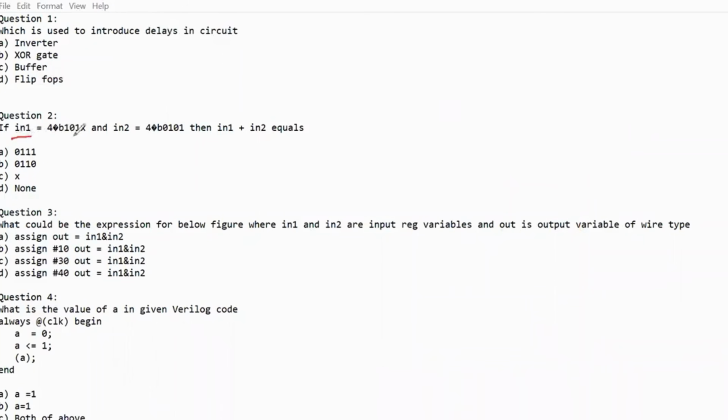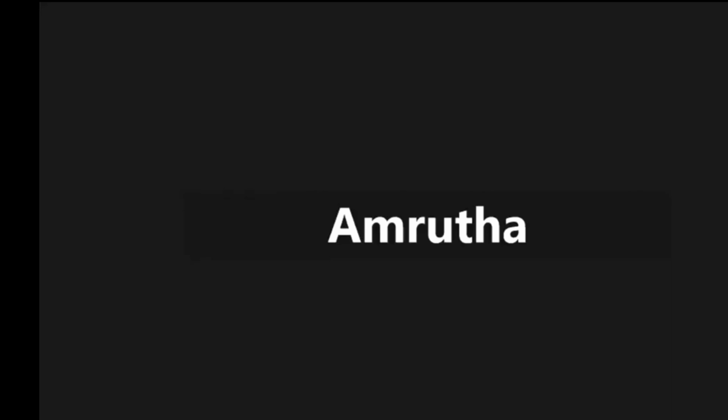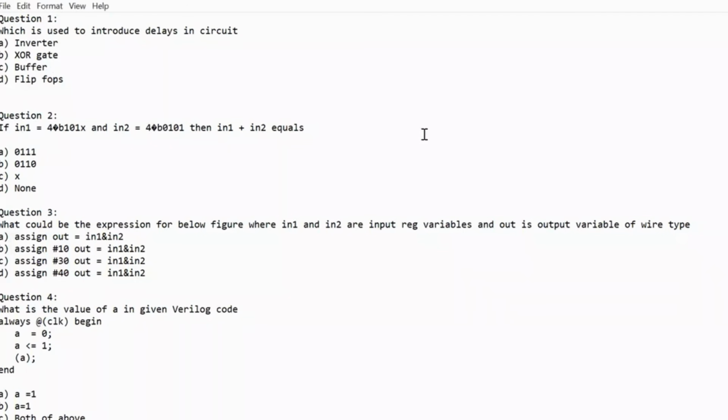Input IN1 is a 4-bit value 101x, and input 2 is 0101. So what is the output of input 1 plus input 2? Which option is correct? Don't care, ma'am. Why don't care? Doing any operation with don't cares returns an output that is also don't care only.